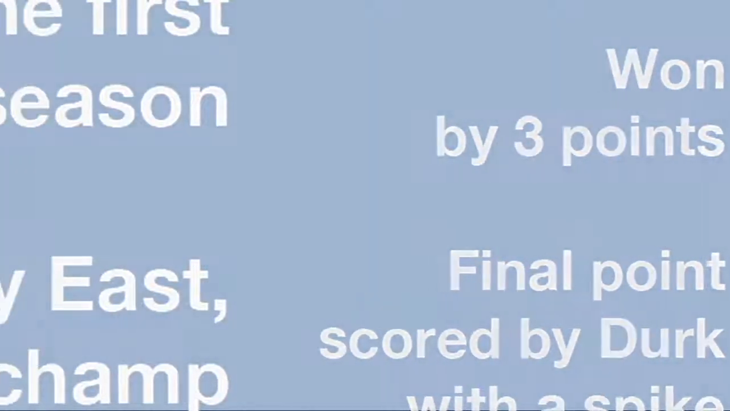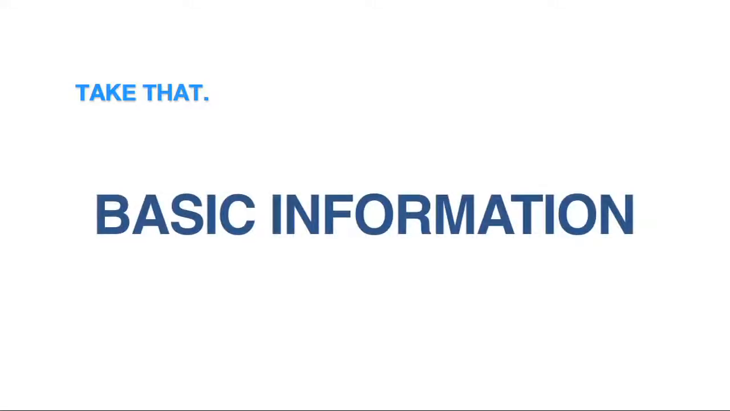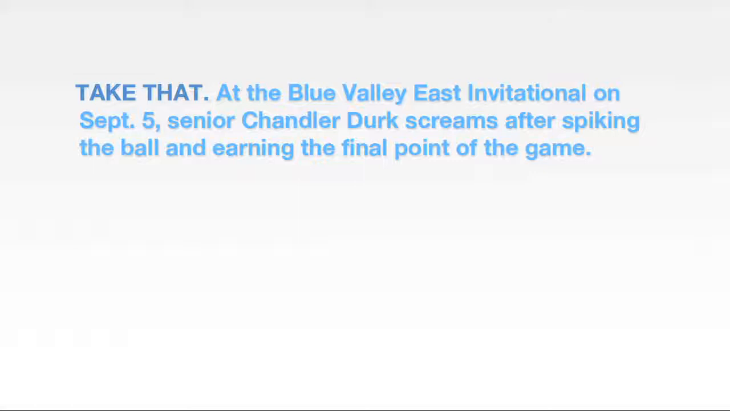Now with this information, let's write a caption using the 4-step process. First, we have the attention getter, something like, take that. Next is B, the basic information. This is your first sentence. So you could write, at the Blue Valley East Invitational on September 5th, senior Chandler Dirk screams after spiking the ball and earning the final point of the game. This sentence describes what's happening, it identifies the person, and adds information that we can't see. Plus, it's in present tense.